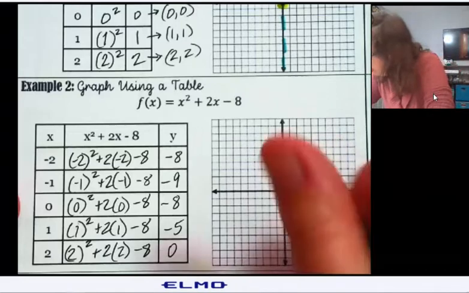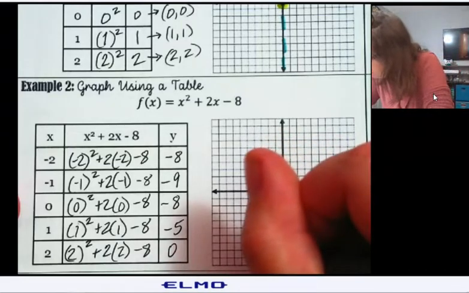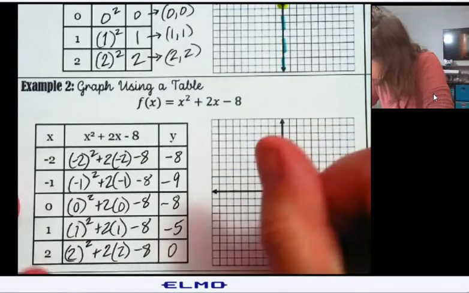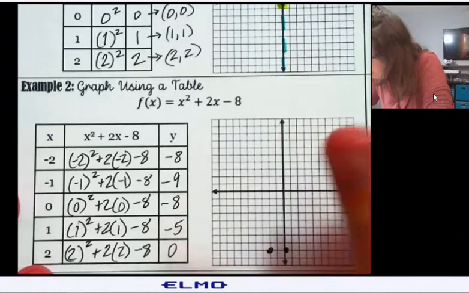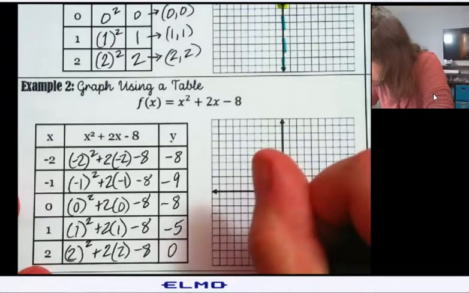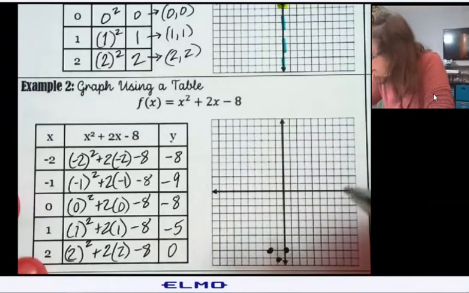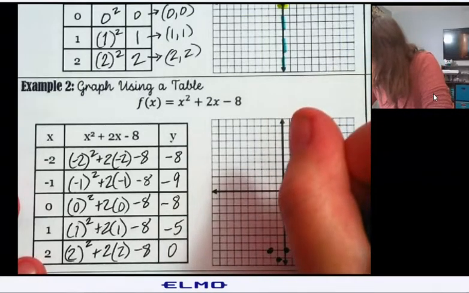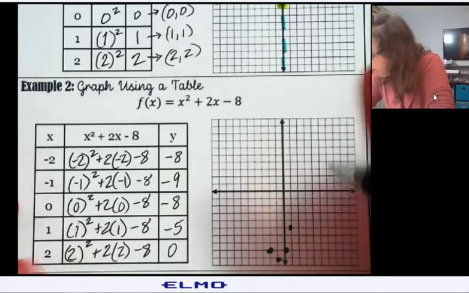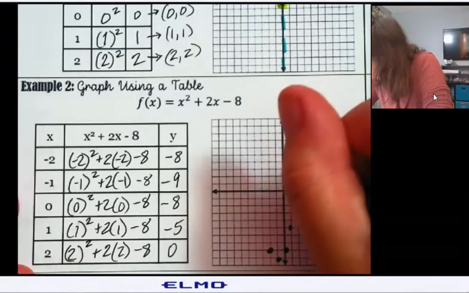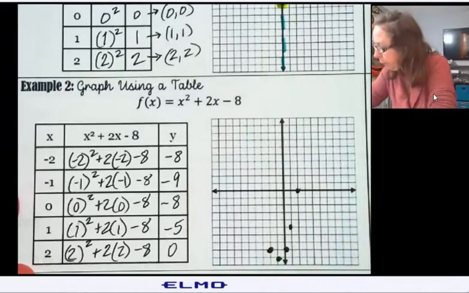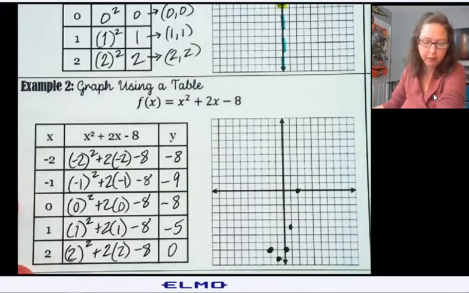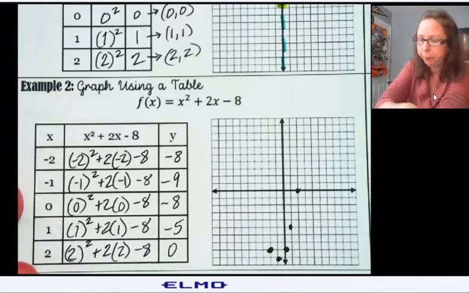All right, so negative 2, negative 8, 0, negative 8, negative 1, negative 9, 1, negative 5, 2, 0. So here is what I have. Here's what I have currently.